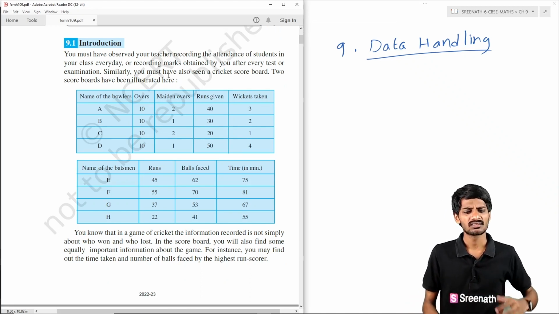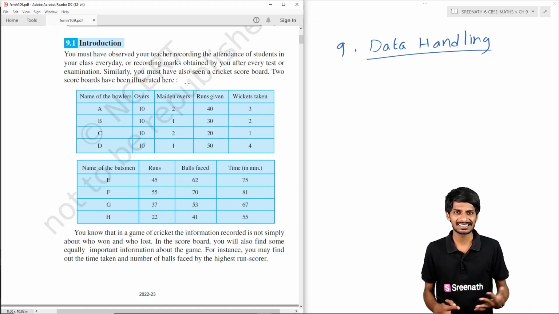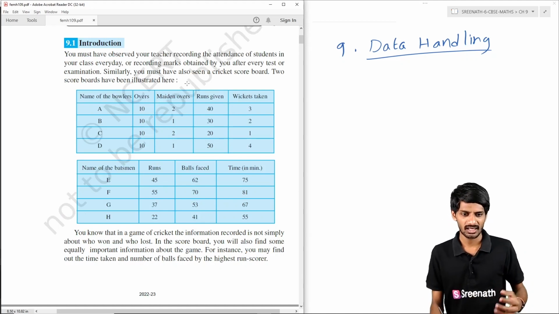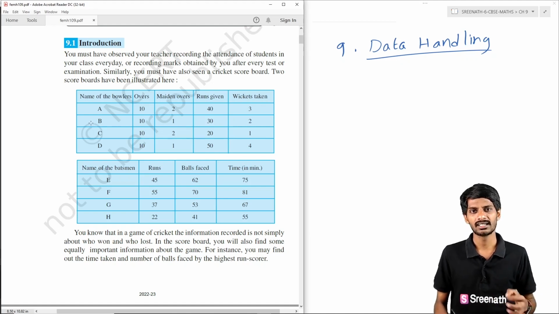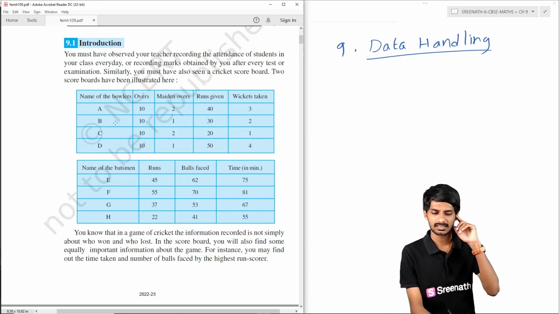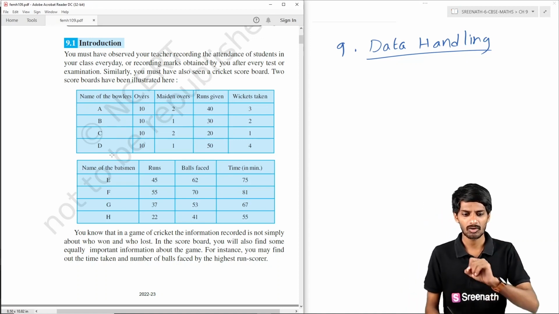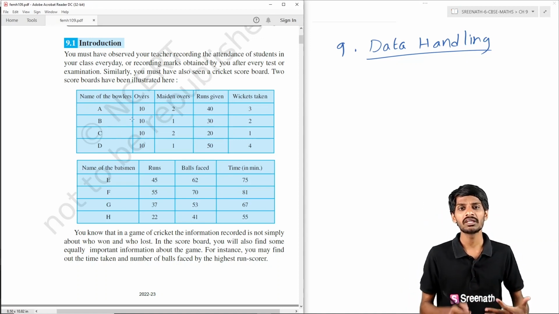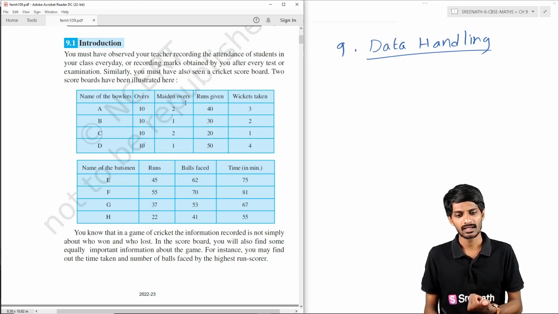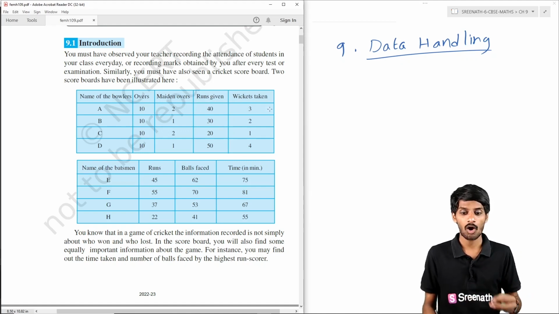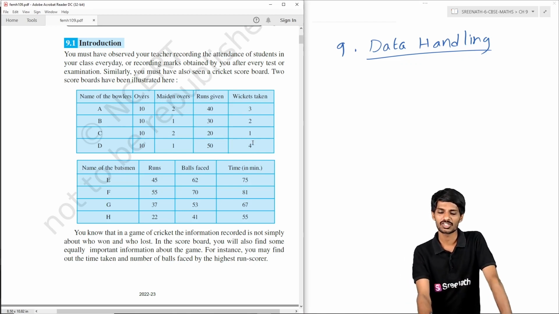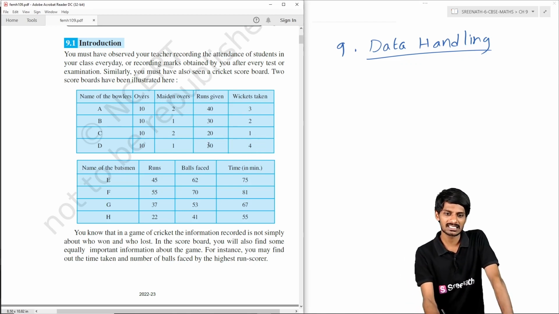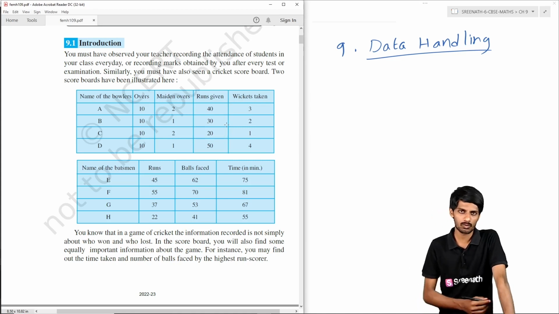In the same way, if you see the cricket scoreboards, there are some numbers on the cricket scoreboards. For example, it is the information about the bowlers. So A is a bowler, B is a bowler, C is a bowler, and D is a bowler. 4 bowlers. So how many overs they have taken, and how many maiden overs they have taken, and how many runs they have given, and how many wickets they have taken. So all this list of information about the cricket bowlers is running on the scoreboard, students.